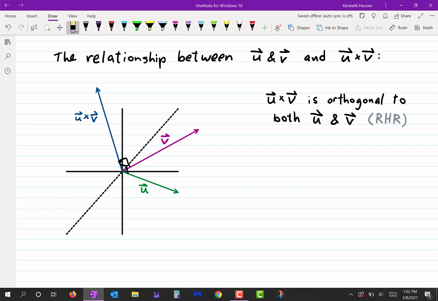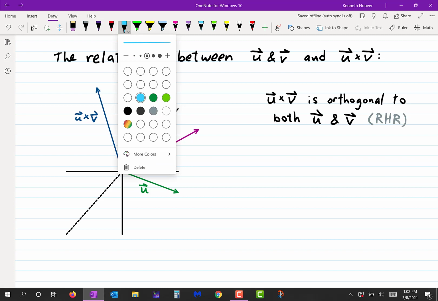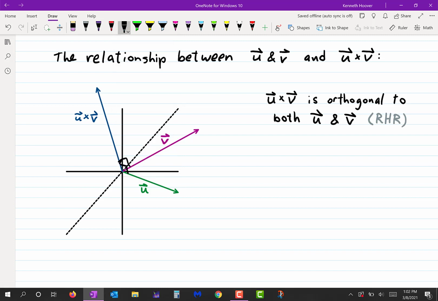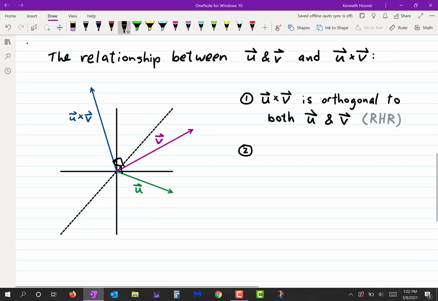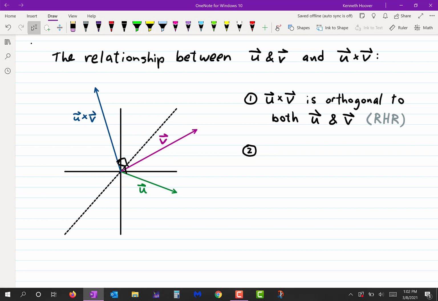Okay, so something else to say about the relationship here. Okay, so let's call this number 1. Okay, so number 2. So number 1 tells us which direction u cross v is going to point. What can I tell you about the length of u cross v? All right, let me tell you two things about that.